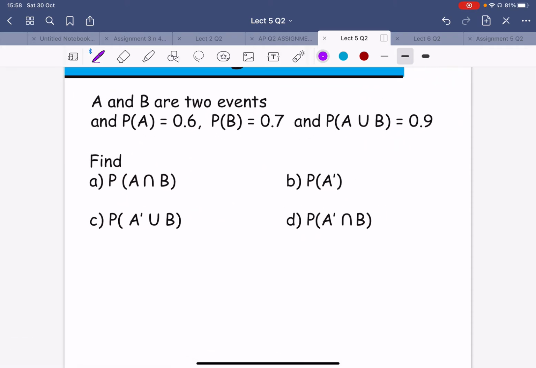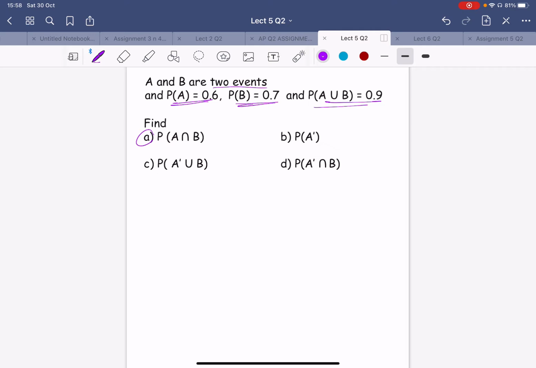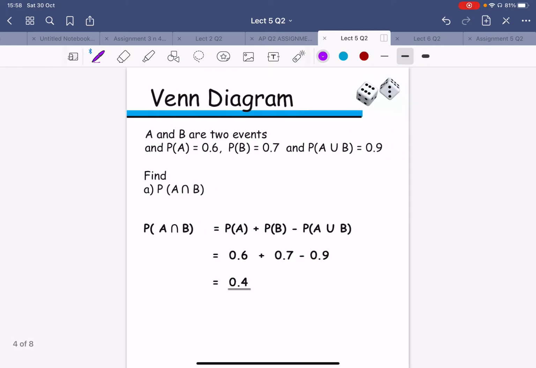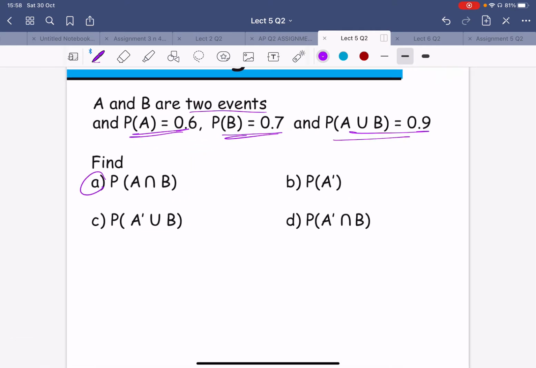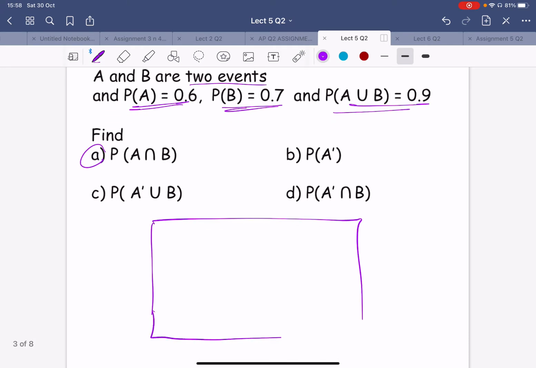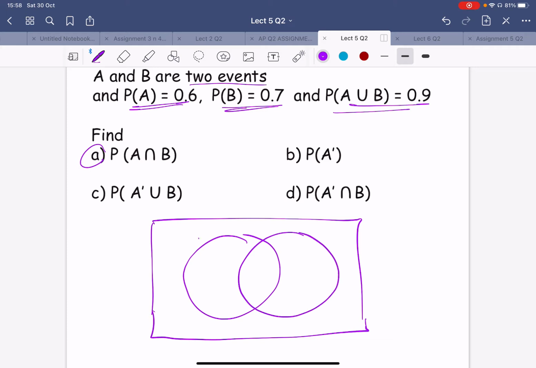Now let's see here. They gave you two events, A and B, and they gave you the union as well. Now you're supposed to find all these. So let's first draw it out. I'm going to draw out the Venn diagram. This is A and this is B. I don't know this middle part, so let's just call it X.